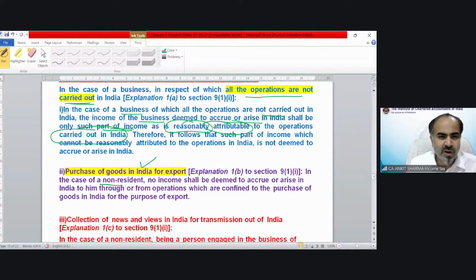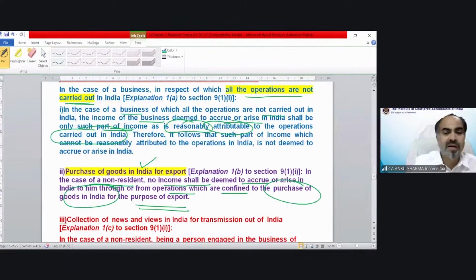In case of a non-resident, no income shall be deemed to accrue or arise in India to him through or from the operations which are confined to the purchase of goods in India for the purpose of export.